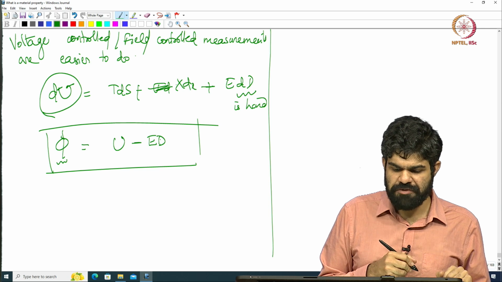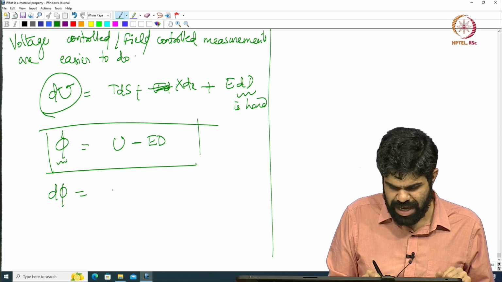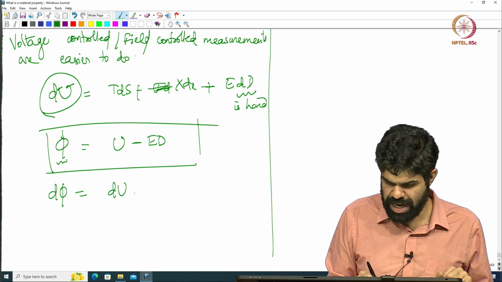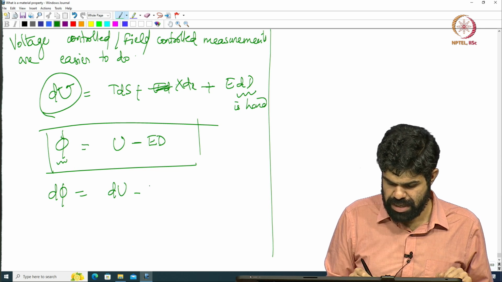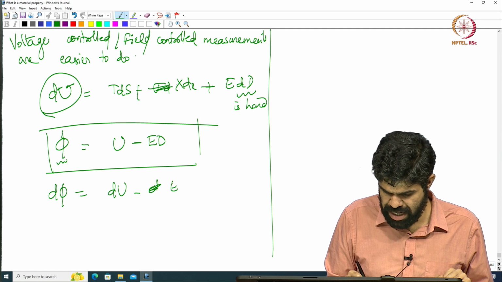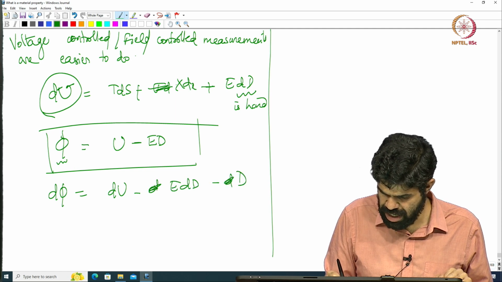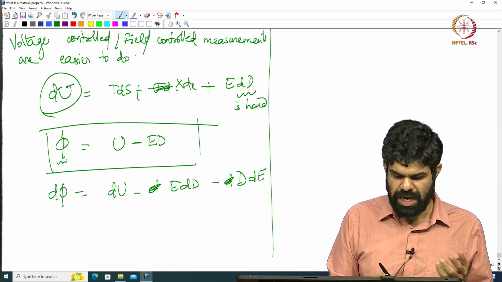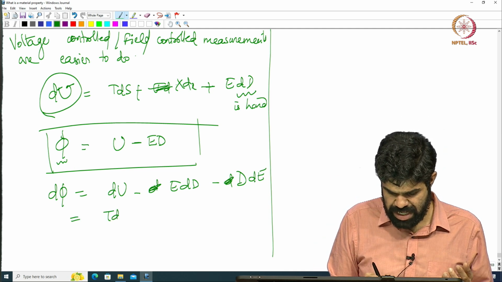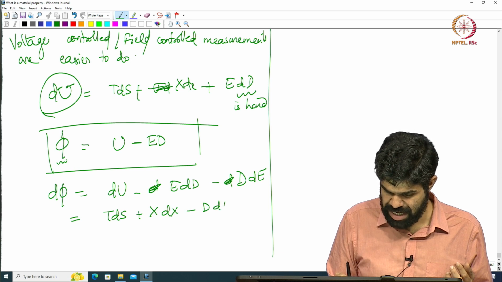Okay. So, if phi equal to u minus E d, if I look at d phi, it is actually du minus d(E d), which is E dd minus d E d, right, and that will be equal to T ds plus x dx minus d dE, right.